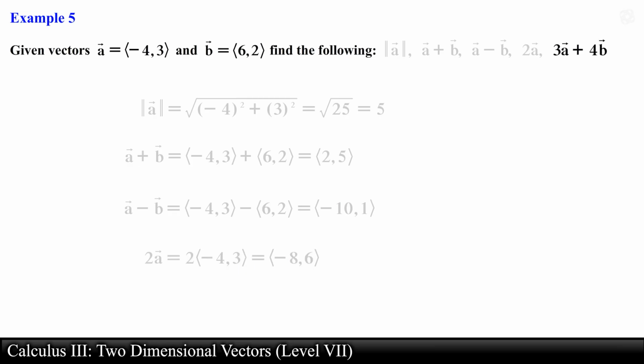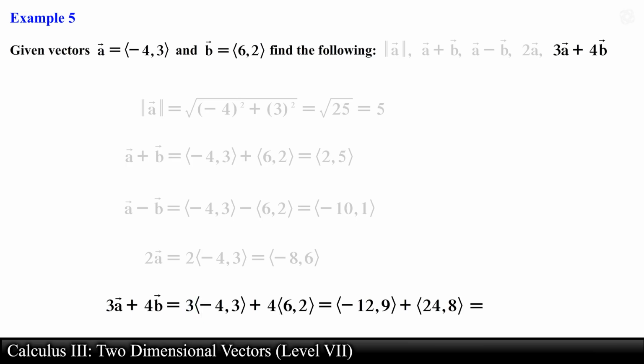Finally, let's find the sum of 3 times vector A and 4 times vector B. Similar to multiplication and addition of real numbers, we go ahead and follow the order of operations to find the resulting vector. We first need to carry out a scalar multiplication for vector A and B. So we go ahead and distribute the scalar to each of the vector's components. Then we go ahead and add the resulting vectors, making sure we add them component-wise. In the end, this vector operation yields a vector with components equal to 12 and 17 for the x and y components, respectively.